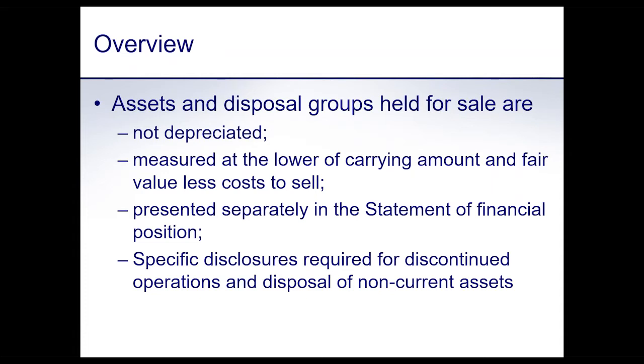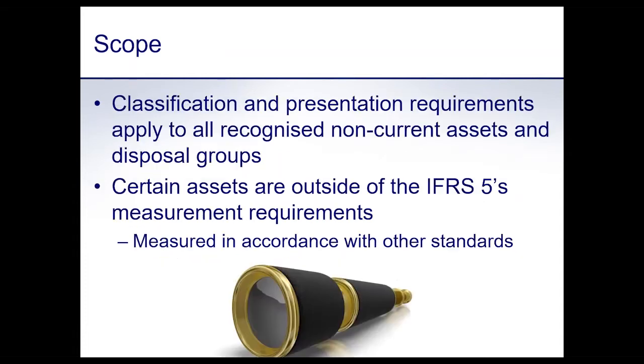So what I'm going to do now is move on to the scope section of the standard. You'll see in the scope section it says it relates to the classification and presentation requirements that apply to all recognized non-current assets and disposal groups that you may have within your group of assets. However, there are certain assets that are outside of the scope of IFRS 5 when it comes to the measurement requirements of IFRS 5. But the disclosure requirements of IFRS 5 will still apply. So the presentation and disclosure requirements will still need to be taken into consideration.